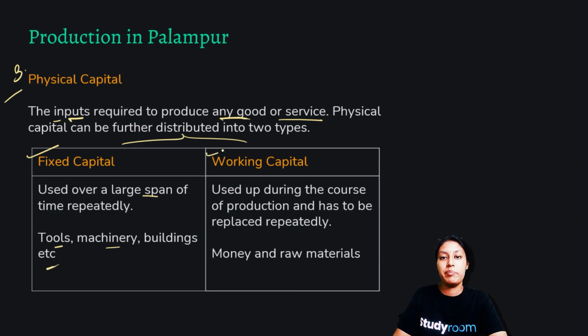And the second type is working capital. This is capital investment which is used during the course of production and has to be replaced repeatedly. Its examples are money and raw material. Raw material once used cannot be regained, right? It has to be used again and again. It is required every day. So this comes under working capital. So this is about physical capital.